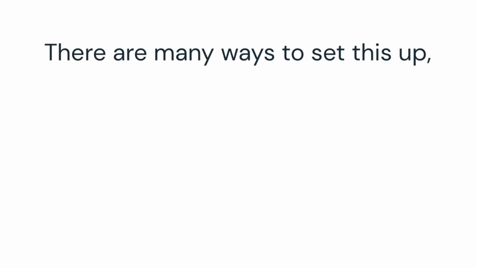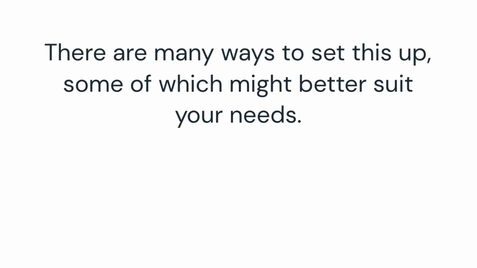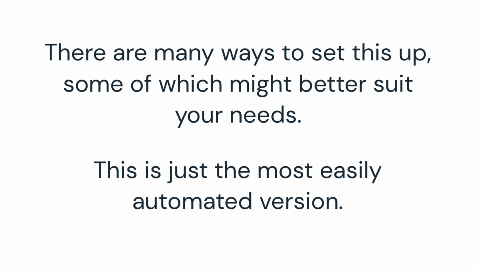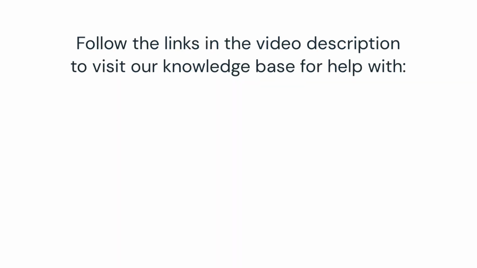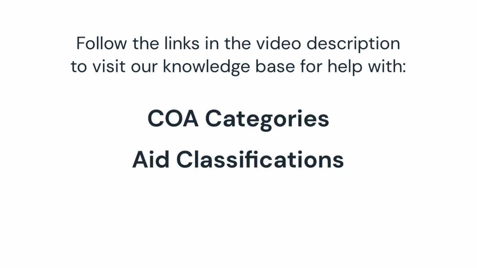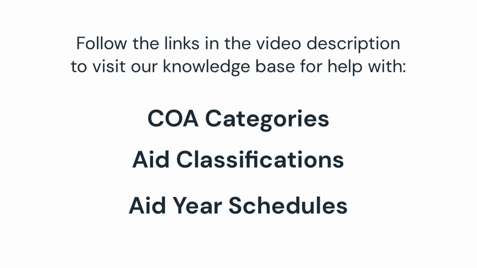There are other ways of getting this to work and further options that might suit you better, but this is the most automated version. There are links in the description to some knowledge base articles that should help you if you have more detailed questions about COA categories, aid classifications, or aid year schedules.